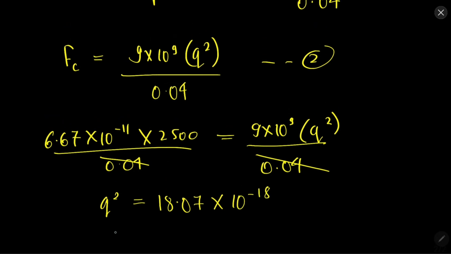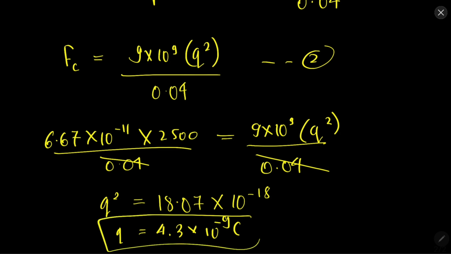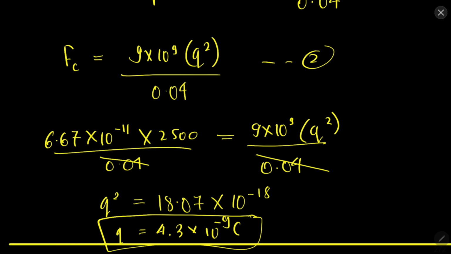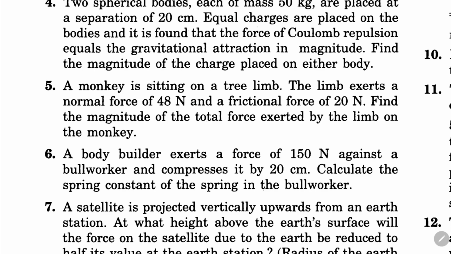So we have to take the square root. So after taking the square root, you will find that the value is approximately 4.3 into 10 to the power minus 9 coulomb. This will be the value of the charges. Each individual charge must be this much coulomb in order to have the force equal to that of gravity. So let's proceed to the next question.